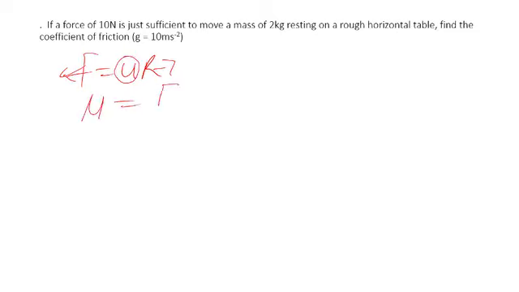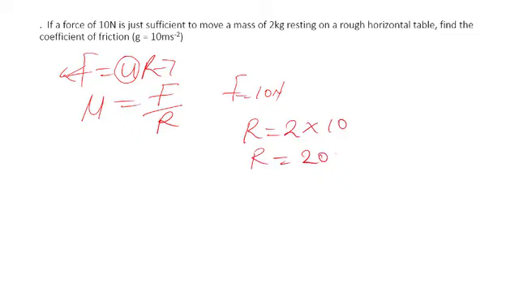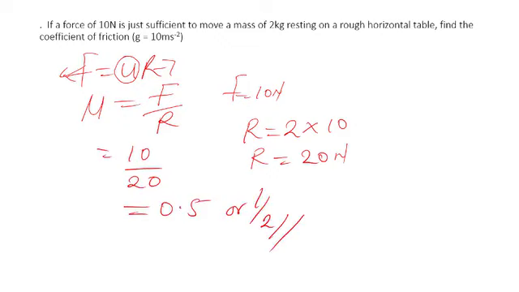Coefficient of friction is equal to friction over normal reaction. So from this, we can state clearly that the value of F is equal to 10 Newton. But what is the value of R? R is equal to 2, which is the mass, times acceleration due to gravity, 10. So the value of R is 20 Newton. So the coefficient of friction will now be equal to 10 over 20, which is equal to 0.5, or you can still put it as a fraction, half.